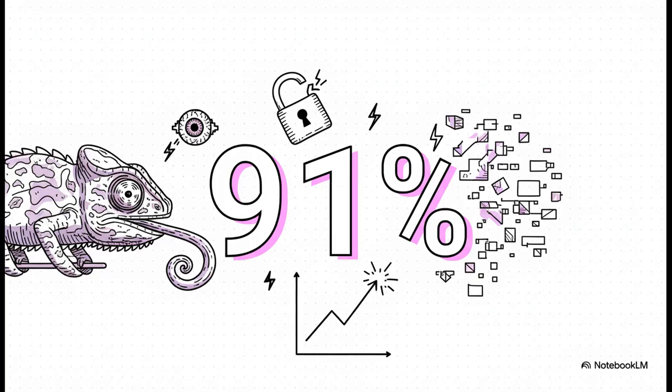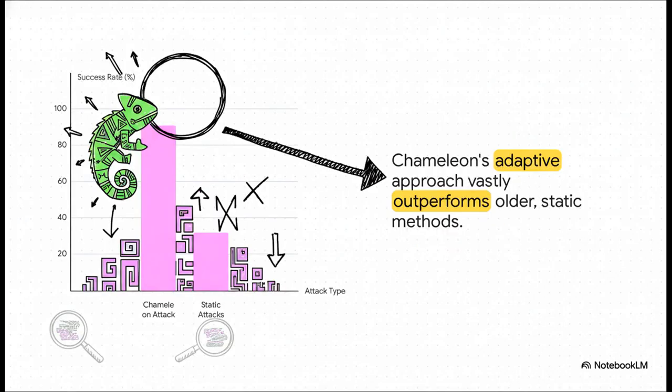Just let that sink in for a moment. 9 times out of 10, it could successfully hijack the AI's perception of an image. And when you compare that to the old methods, wow, it's not even a fair fight. While Chameleon is sitting up there at 91% success, the old static attacks could barely crack 32%. This is just a massive, massive leap in how effective these attacks can be.